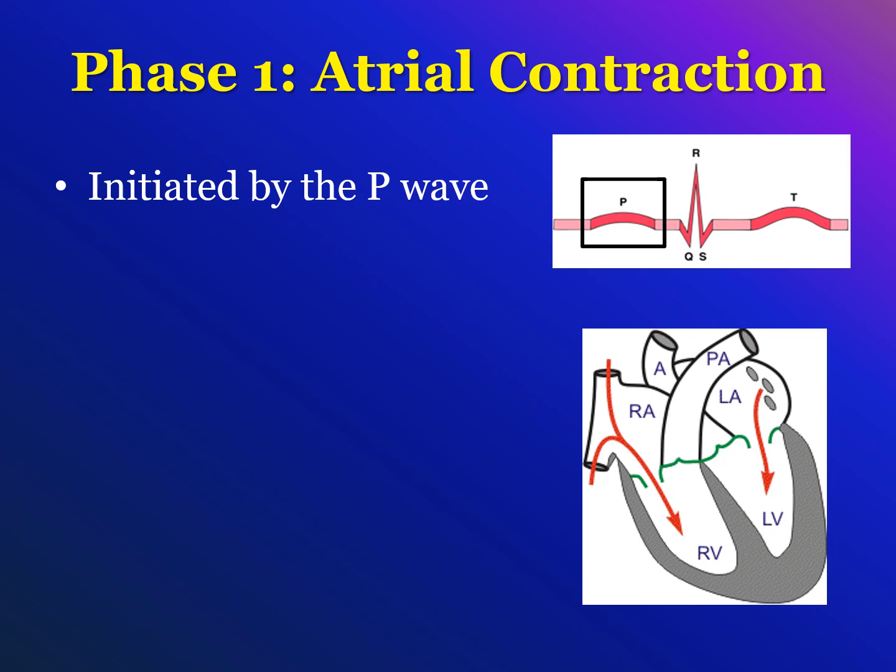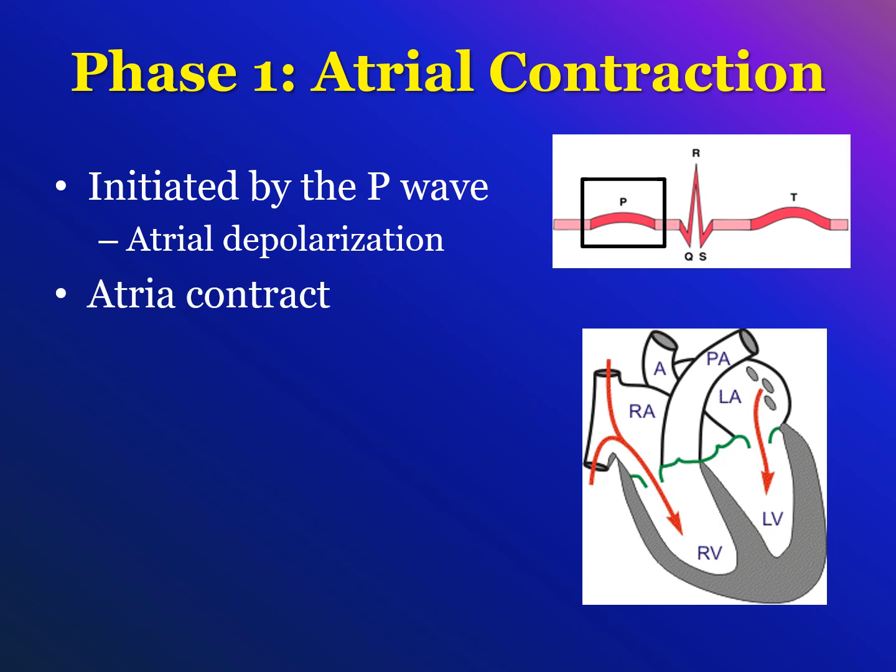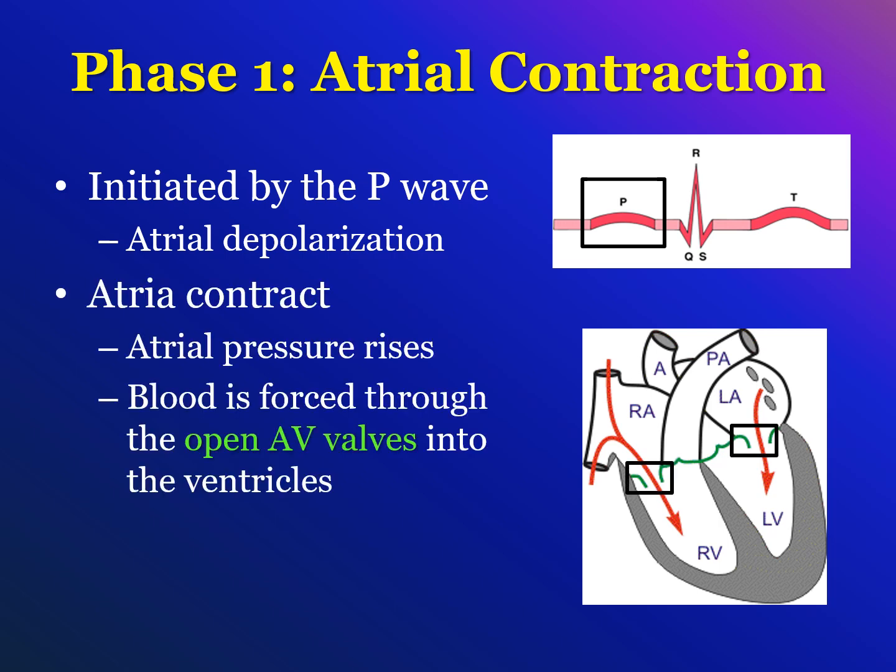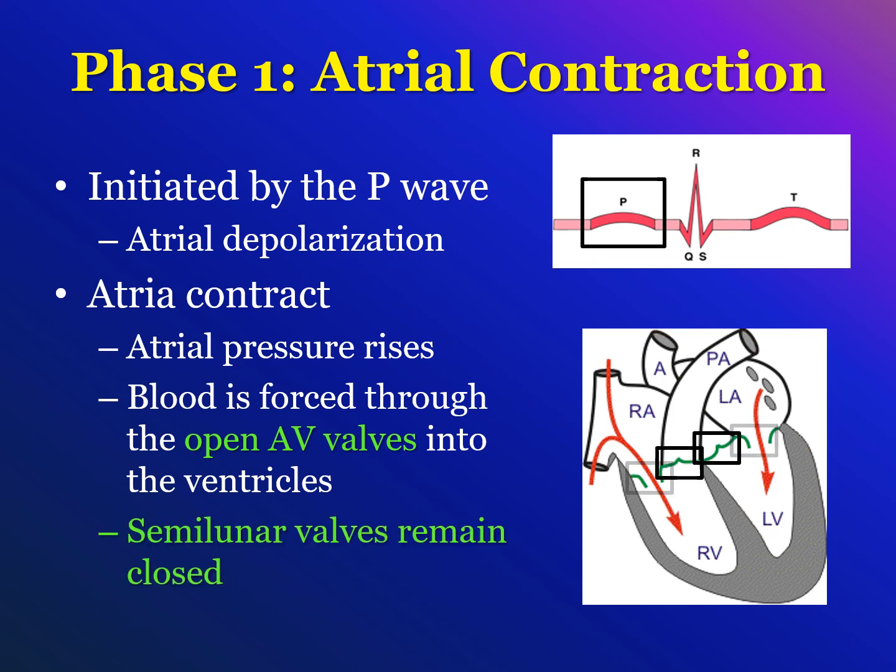So again, phase 1, atrial contraction. This is initiated by the P wave. The atria contract, atrial pressure rises, and blood is forced through the open AV valves into the ventricles. Again, by this point in time, roughly 80% of the blood from the atria has passively gone into the ventricles. This atrial contraction just forces the remaining 20 or so percent into the ventricles.